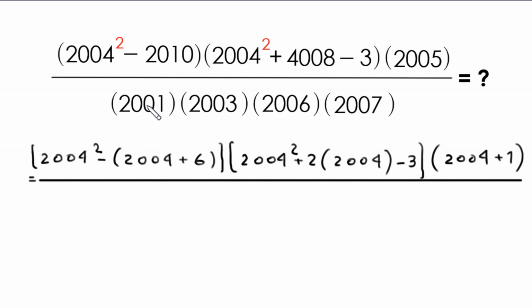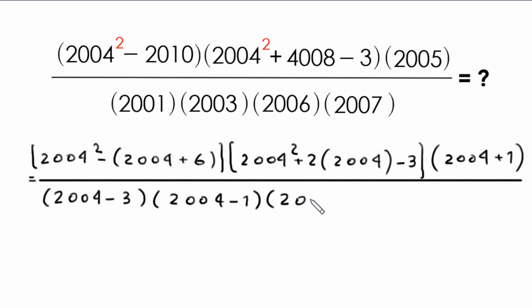this 2001 can be written as 2004 minus 3, times this 2003 can be written as 2004 minus 1, times this 2006 can be written as 2004 plus 2, times this 2007 can be written as 2004 plus 3.